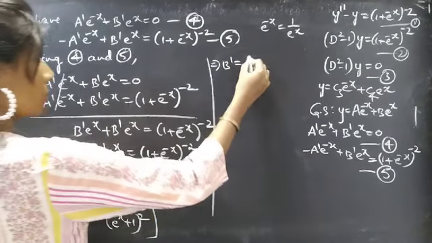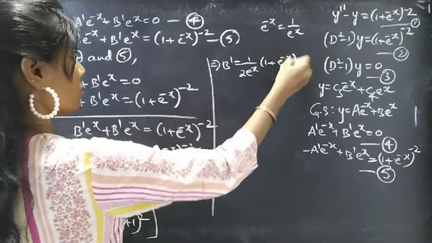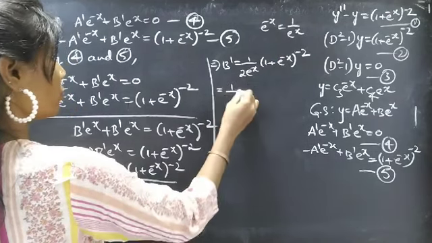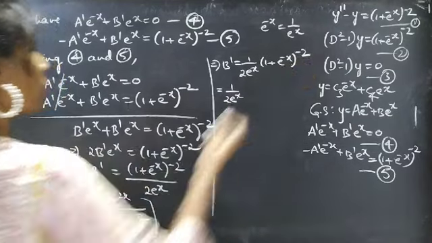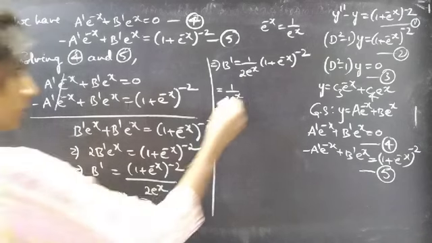just split this as 1 by 2 e^x into (1 + e^(-x))^(-2), so that we can just replace (1 + e^(-x))^(-2) with e^(2x) by (e^x + 1) whole square. It will be easy, right?